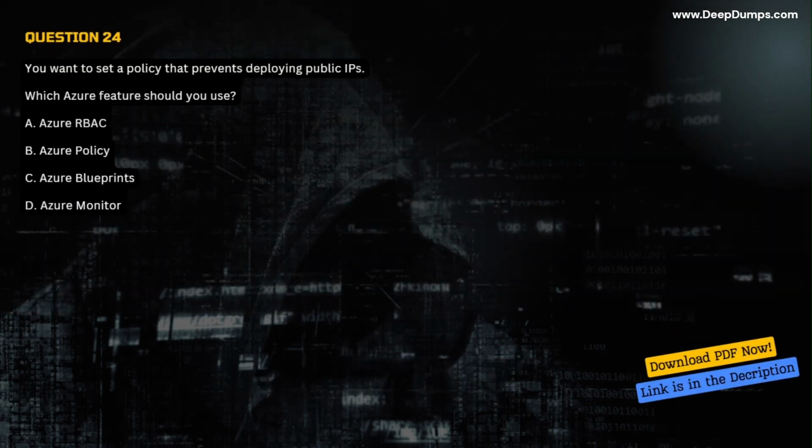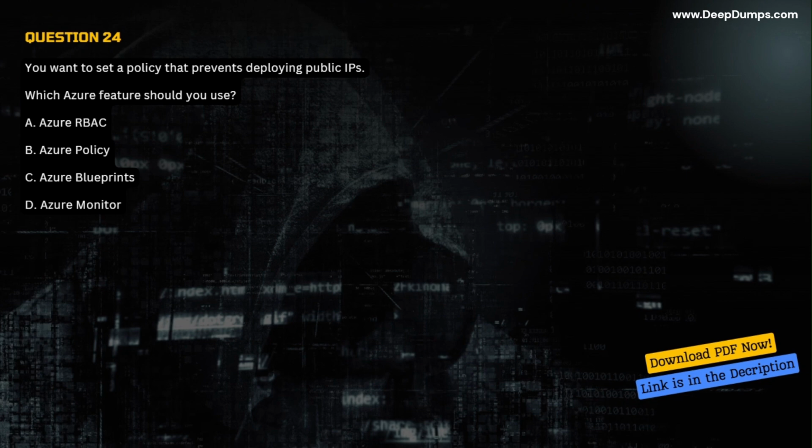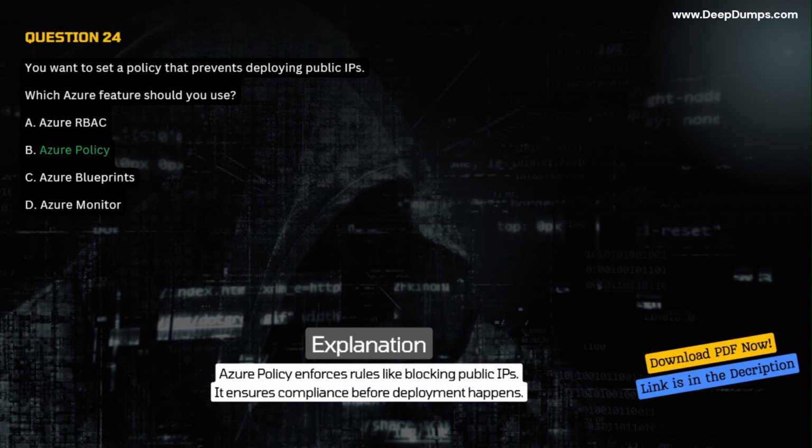Question 24. You want to set a policy that prevents deploying public IPs. Which Azure feature should you use? A. Azure RBAC. B. Azure Policy. C. Azure Blueprints. D. Azure Monitor. Correct answer B. Azure Policy. Explanation. Azure Policy enforces rules like blocking public IPs. It ensures compliance before deployment happens.